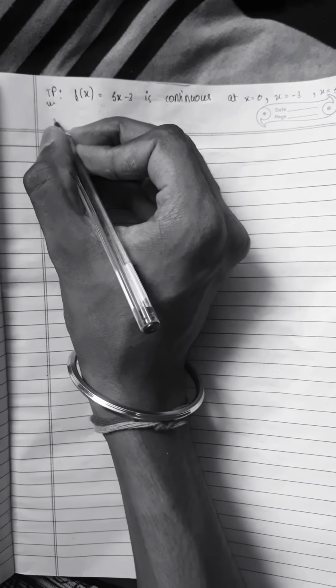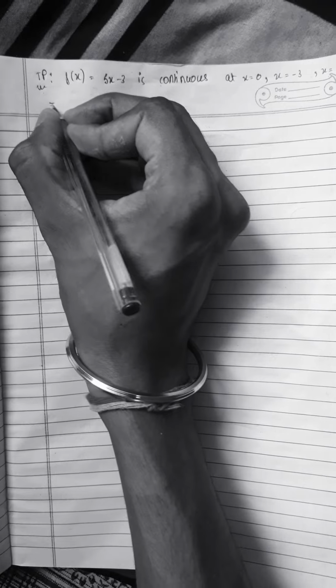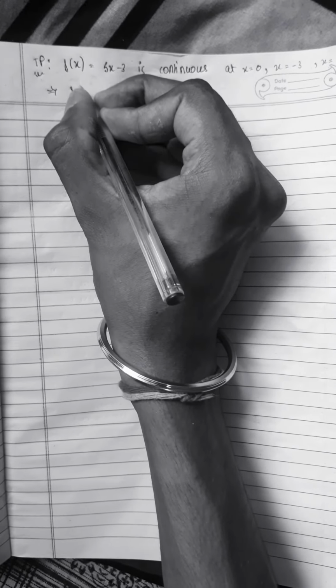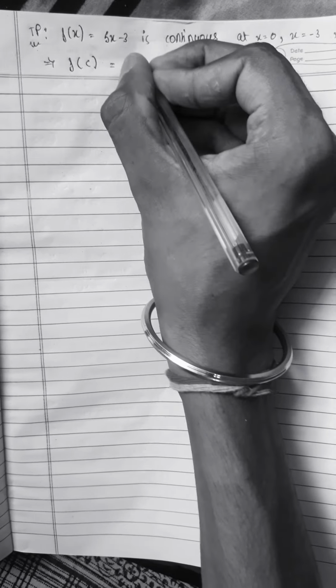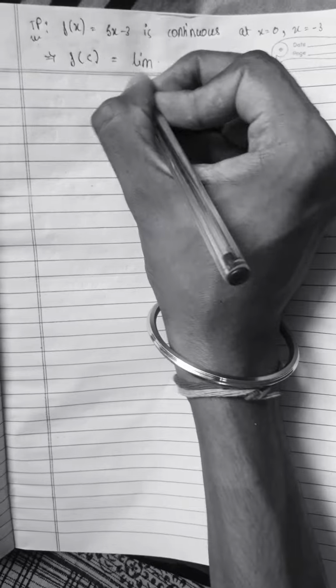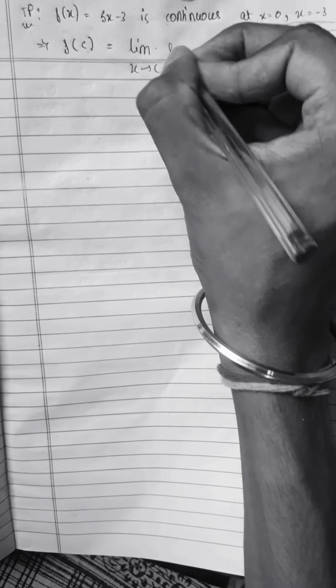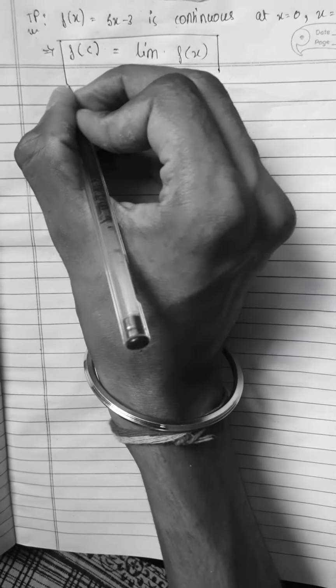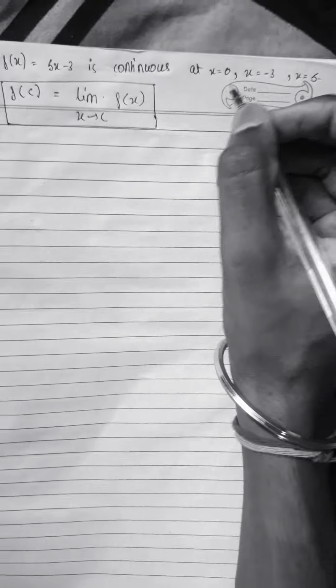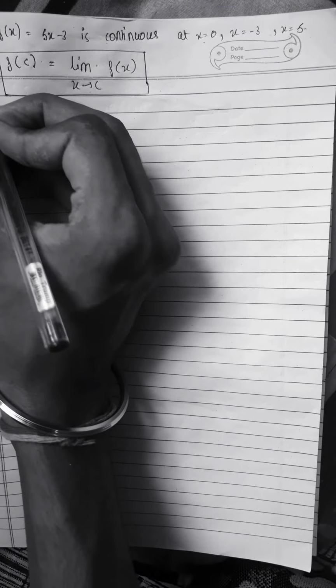To prove the continuity, we know that we have to prove the following. Suppose the constant is c, f(c) is equal to the limit of f(x) as x tends to c. If these become equal, then we have proven that the given f(x) is continuous at that point. So first take the first one, x = 0.